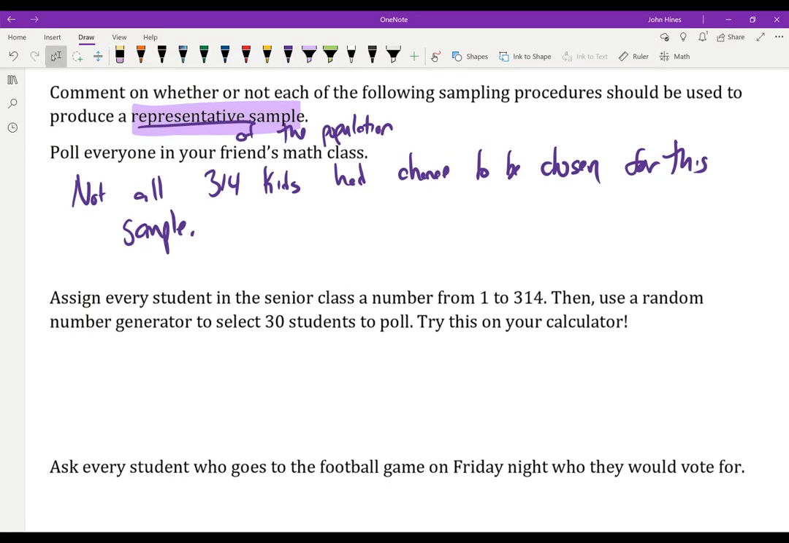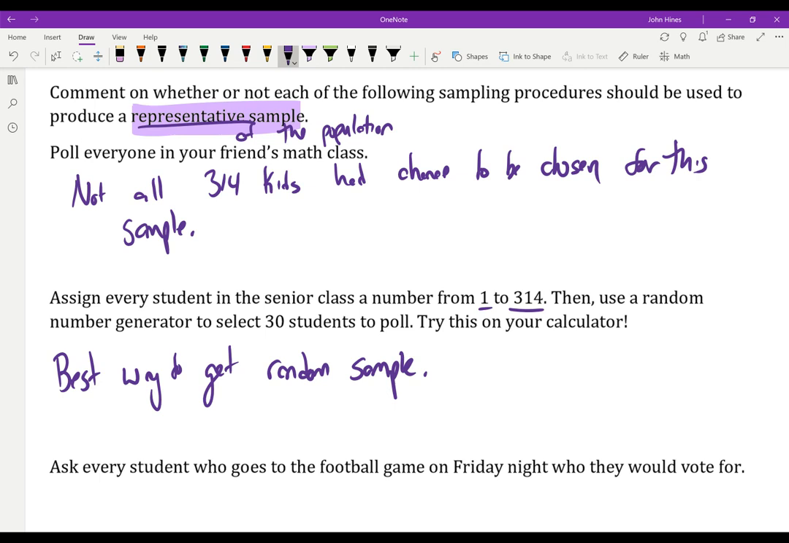So we can assign every student in the senior class a number from 1 to 314. Everyone's going to get a number. And then we're going to use a random number generator to select 30 kids to poll. This is awesome. This is the best way to go. This is the best way to get a random representative sample.